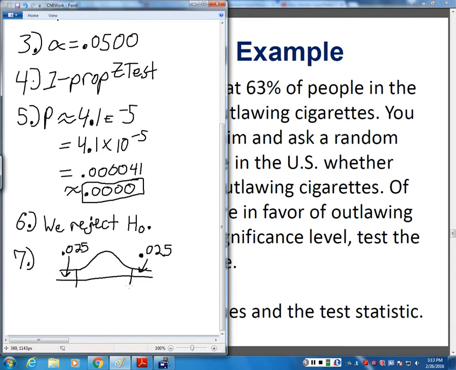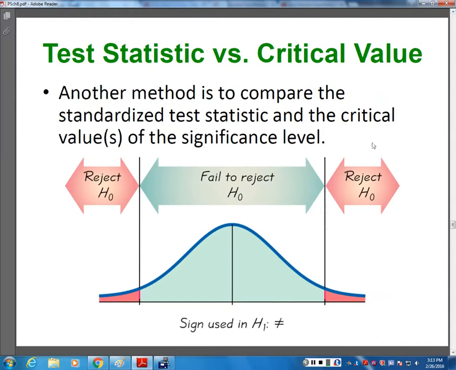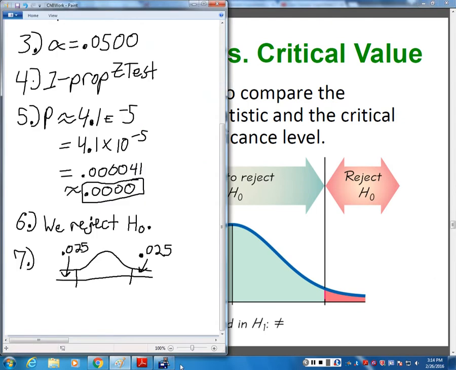Now I'll find the critical values that coincide with these areas in each tail. Then I'll compare my test statistic to the critical values, and I'll see if the test statistic falls in the tails or in the rest of the distribution. If it falls in one of the tails, then I'll reject the null hypothesis. Otherwise, I fail to reject it. So the remaining area in this distribution would be 95% or 0.95.